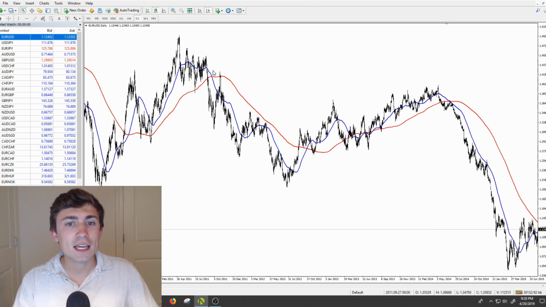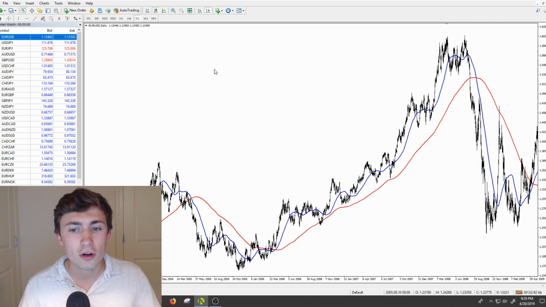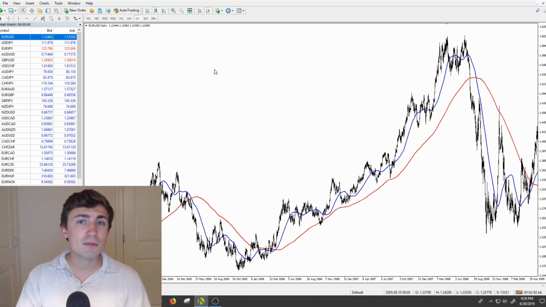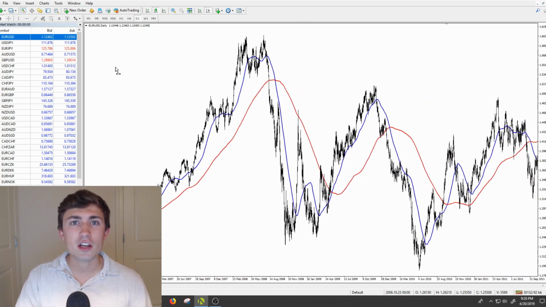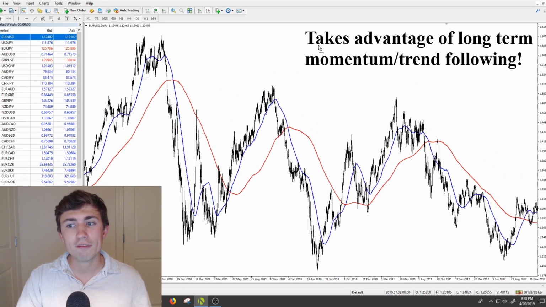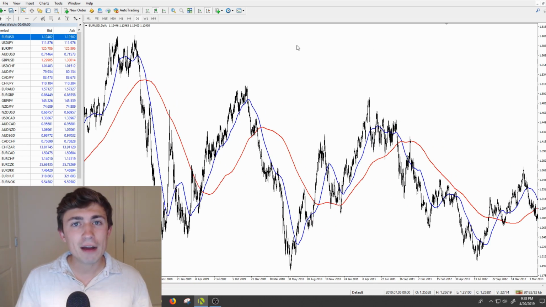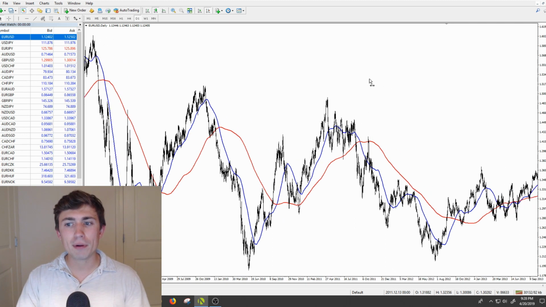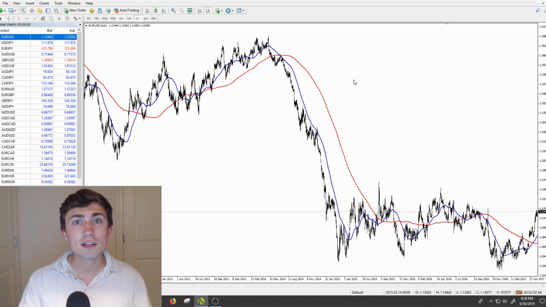I think the interesting part of this is that when applied to a long-term chart, especially like the daily or maybe even the weekly, simple concepts like this can really take advantage of momentum and long-term trend following in the market. Now, not to say that this is going to be a guarantee of profit or anything, but it does seem to have a pretty good track record of producing some really nice long-term signals that could have yielded some really big profits.